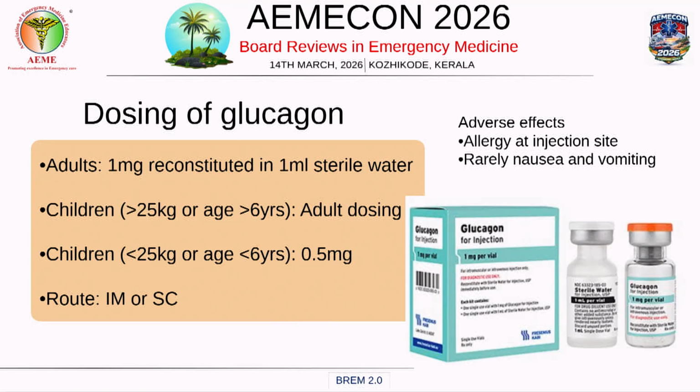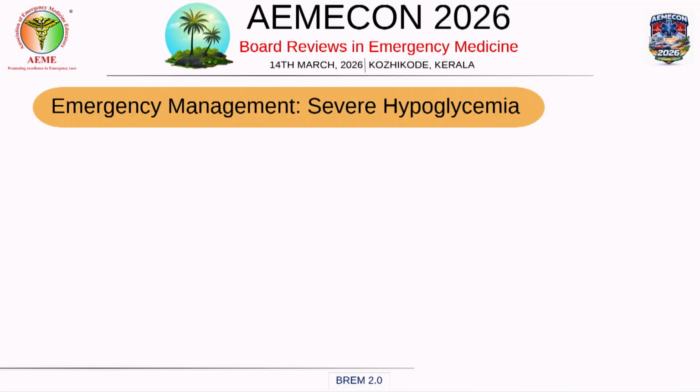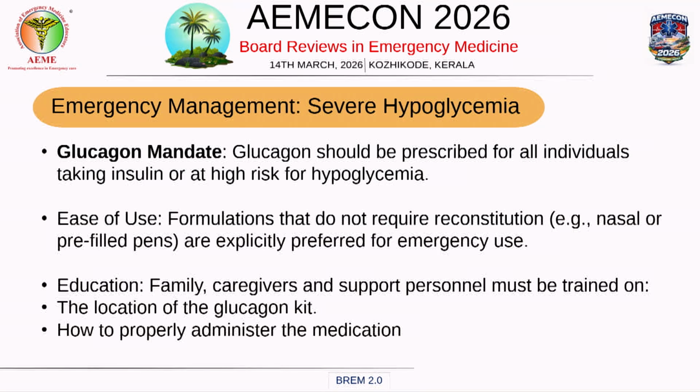So the adult dose is 1 milligram, reconstituted in 1 ml of sterile water. In children more than 25 kg also the same dosing. If the child is less than 25 kg, 0.5 milligram. Now ADA has recommended that glucagon should be prescribed for all individuals taking insulin or who are at high risk for hypoglycemia, and the formulation should be such that it can be easily used by the patients, and proper education should be given to the patient, the family and the caregivers.